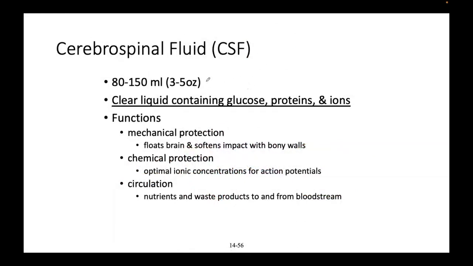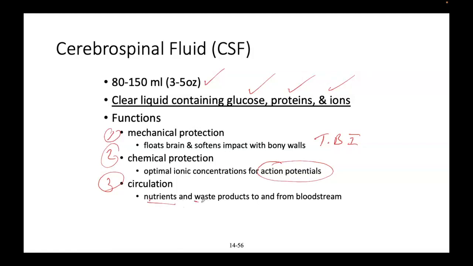CSF, look at this, your body has around 3 to 5 ounces of it. It's a clear liquid. It's got glucose, proteins, and ions, and its functions are mechanical protection, chemical protection, and circulation. From a mechanical perspective, it's going to buoy and float the brain to soften impact against TBIs, traumatic brain injuries. Chemical protection, it's involved in action potentials and nerve conduction. Circulation, it's involved in nutrient and waste product removal.